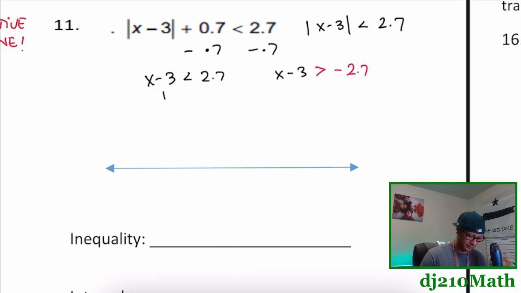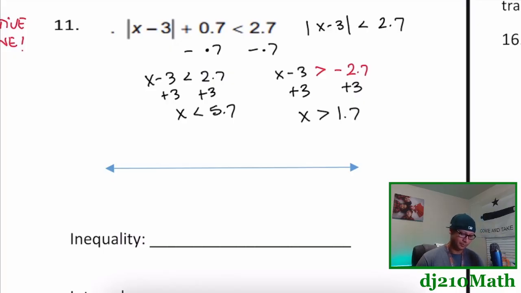All right, solving on the left, we add 3. x is less than 5.7. On the right, we add 3. So x is greater than positive 1.7. Okay. To graph this, we know negative infinity is to the left, positive infinity is to the right. We have 2 tick marks because we have 2 values. I put 1.7 on the left because it's the smaller one, 5.7 on the right because it's the bigger one. And they both get open circles.